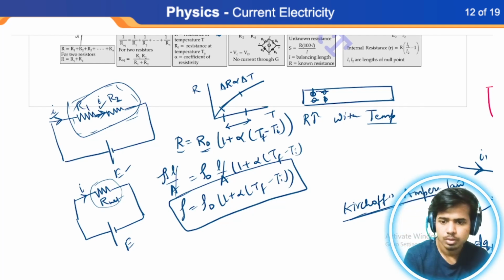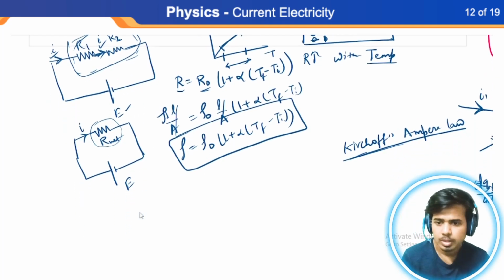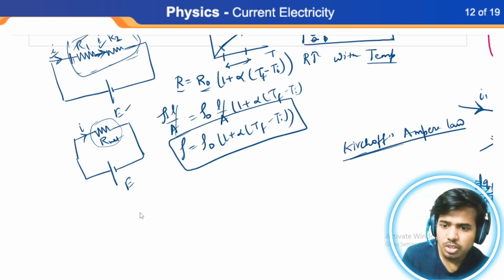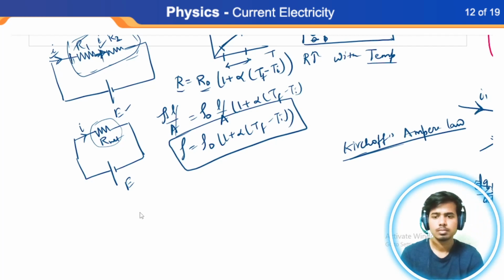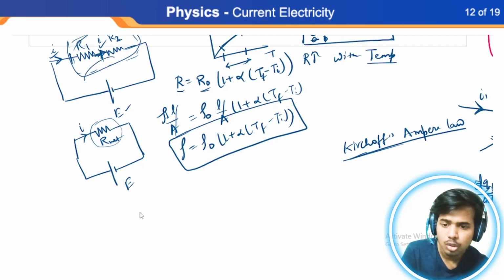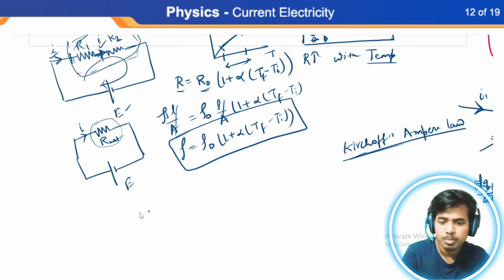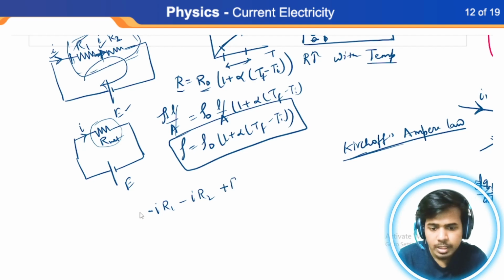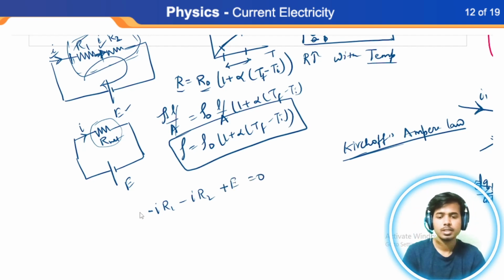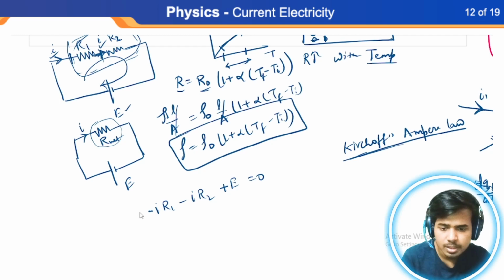Now, just a second. Yes. What is the potential drop across this one? If I write a loop law across this one, it will be simply minus I R1 minus I R2 plus E is equal to 0, right? So what I got from here is E is equal to I times R1 plus R2.